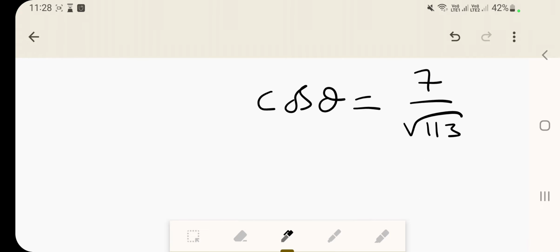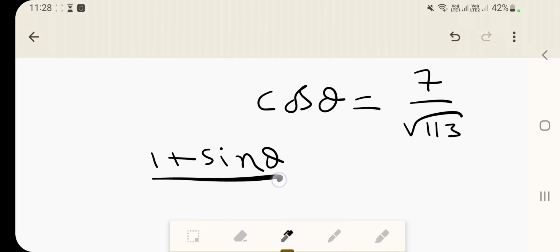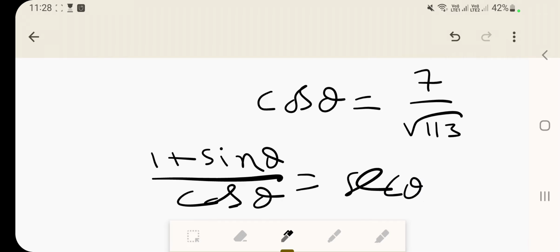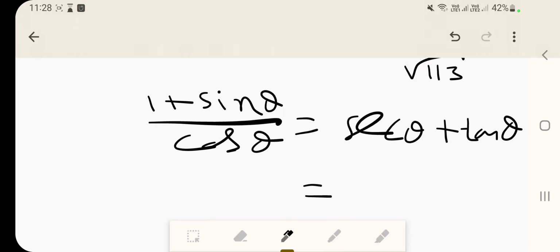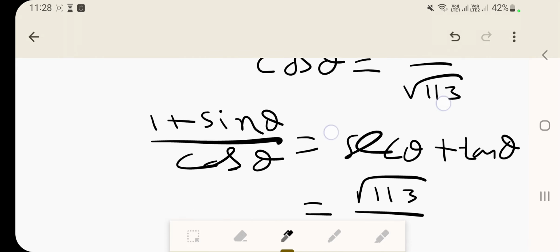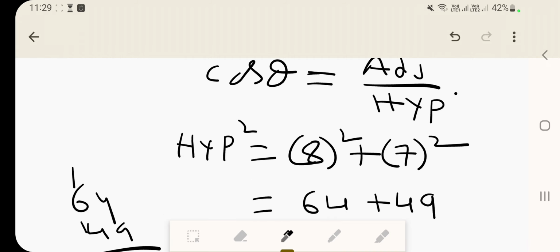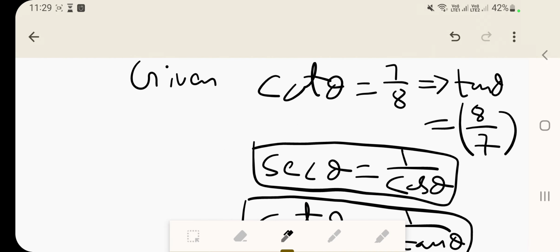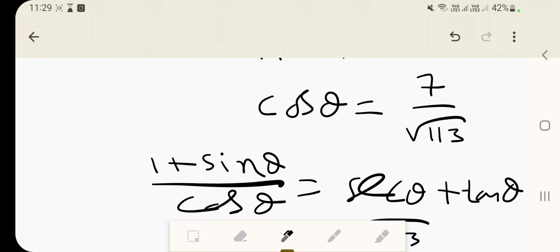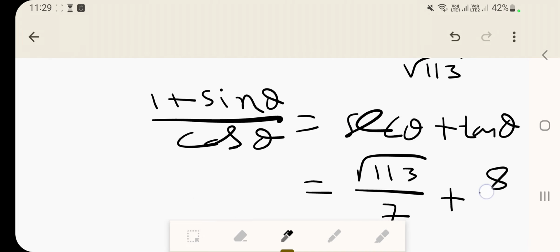Now finally, what they have asked in the question is 1 plus sin theta divided by cos theta. So we get 1 by cos theta, which is secant theta, plus tan theta. This secant theta is nothing but 1 by cos. So root 113 divided by 7 plus tan theta, which we have done already, is 8 by 7. So this is the answer which they have asked.